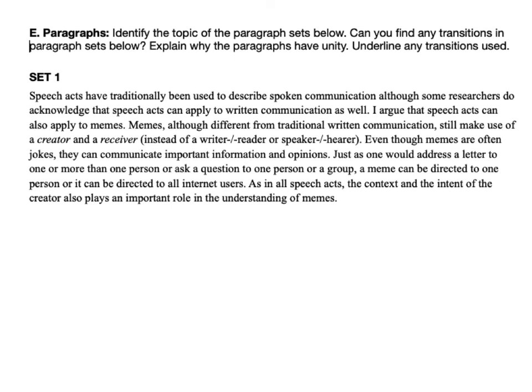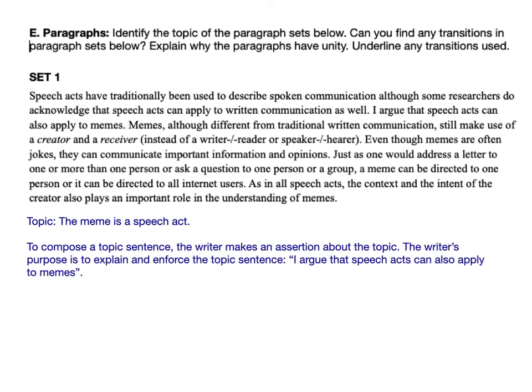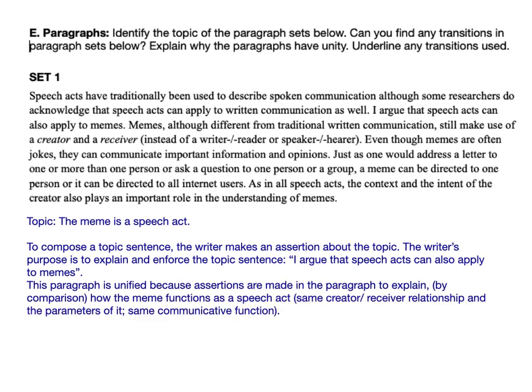For this paragraph, which I'll let you read to yourself, the topic is "The meme is a speech act." To compose a topic sentence, the writer makes an assertion about the topic. The writer's purpose is to explain and enforce the topic sentence. In the case of this paragraph, the writer says, "I argue that speech acts can also apply to memes." This paragraph is unified because assertions are made in the paragraph to explain, by comparison, how the meme functions as a speech act, the same creator-receiver relationship, and the parameters of it, as well as they have the same communicative function.